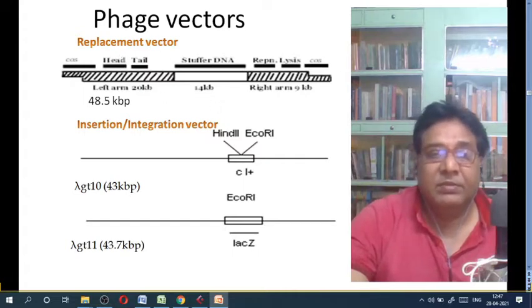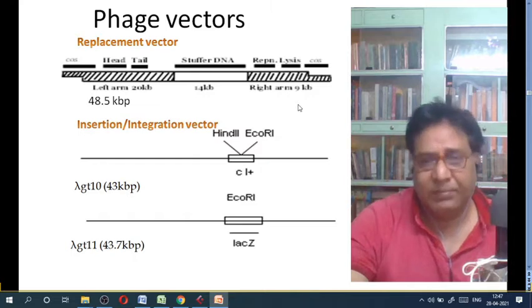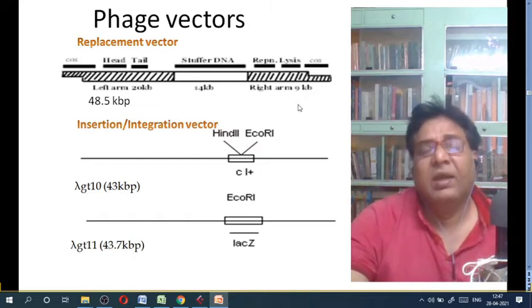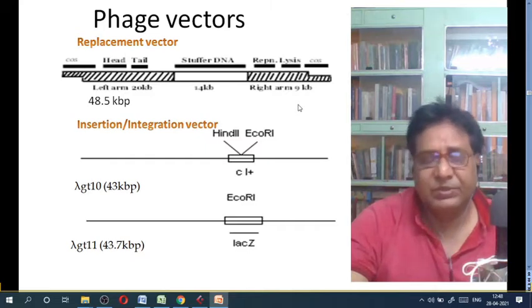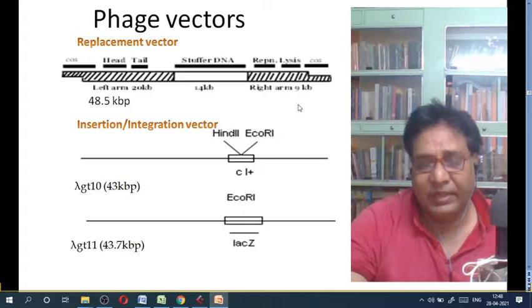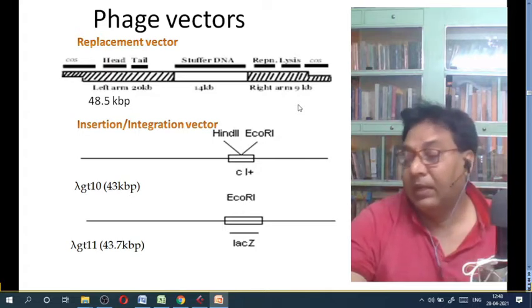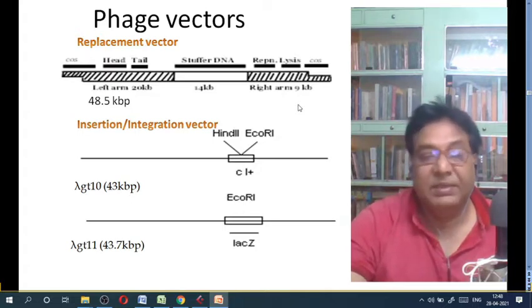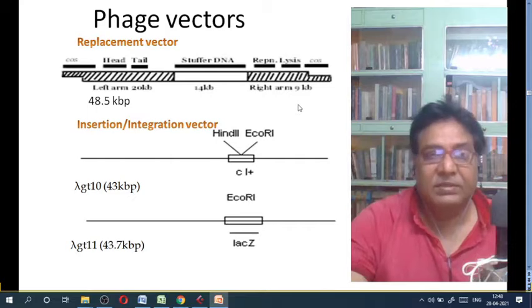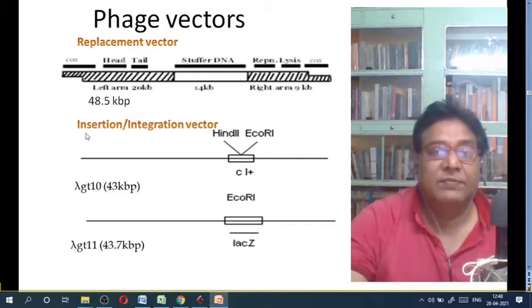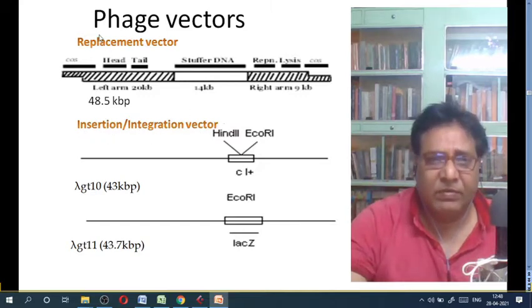So this particular lambda replacement vector is used for genomic DNA library preparation, and there are different examples like the lambda-2, the Charon phages, Charon 3, Charon 4. There are EMBL3, EMBL4. These vectors are replacement phage vectors. The other version is the insertion or integration vector. This is an alternative form of the same.